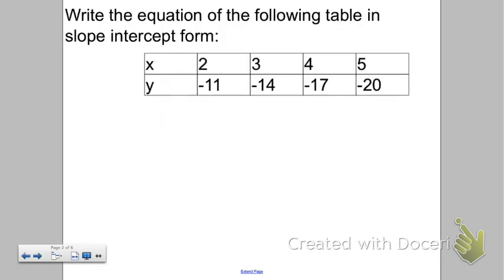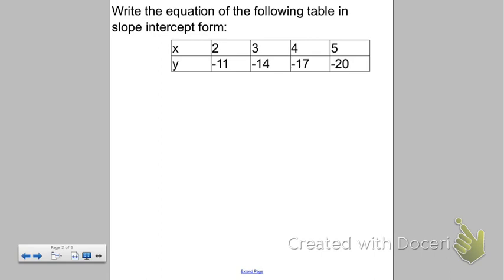The second question. Write the equation of the following table in slope-intercept form. Take a second to copy down the question and the table. If I am writing my equation, it's going to be y equals mx plus b. I'm going to see how my y values are changing. My y values are subtracting 3 for every single one. My x values are adding 1 every single time.